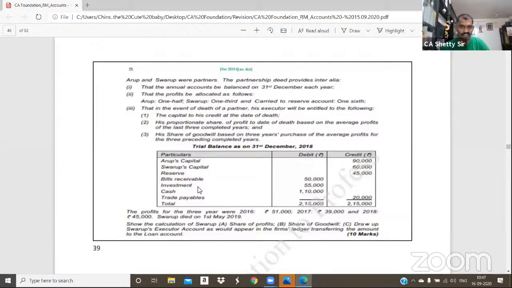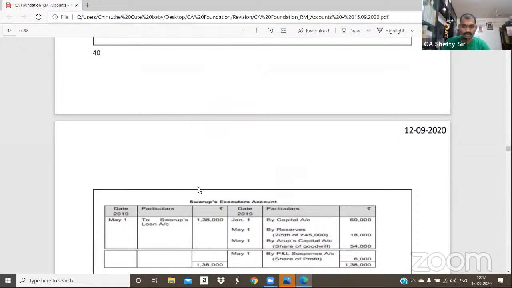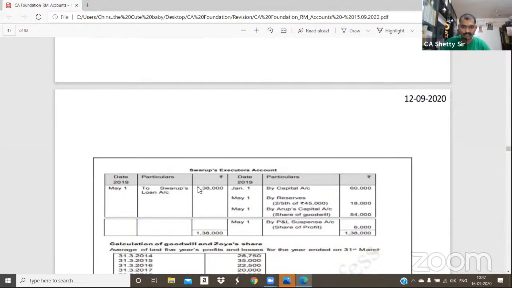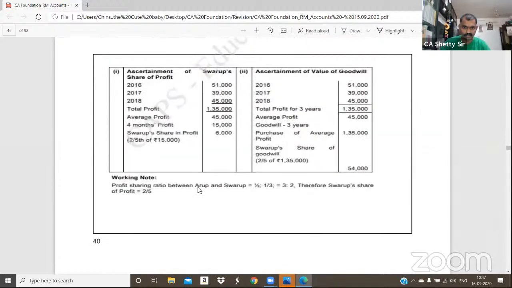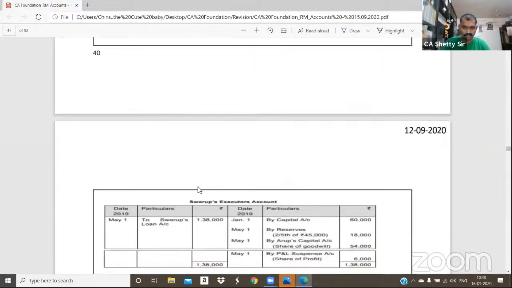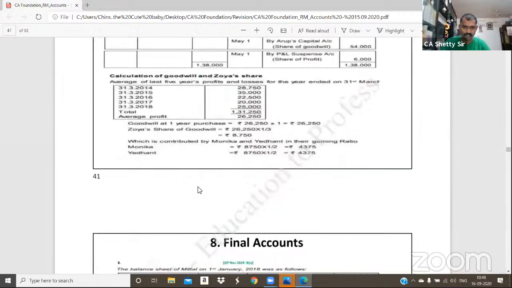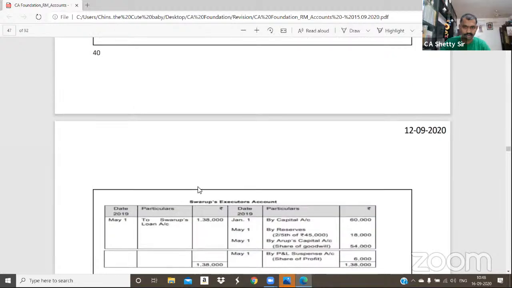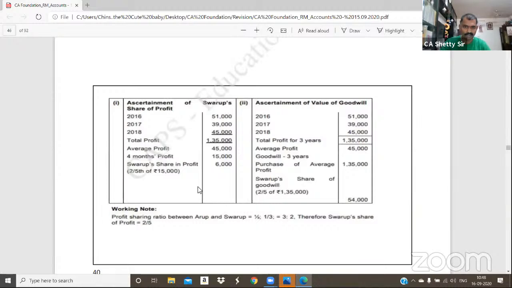Next point. Upon death of Swaroop, amount payable to Swaroop's executors is equal to capital balance, plus share in profit for 4 months, plus share in existing reserves, plus share in goodwill.